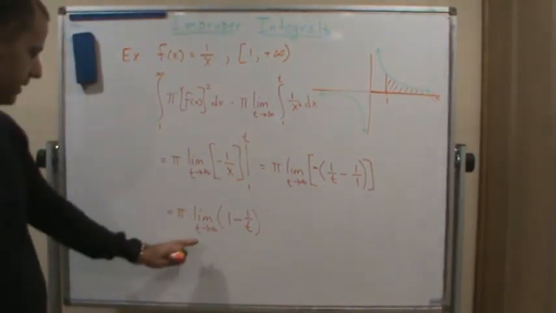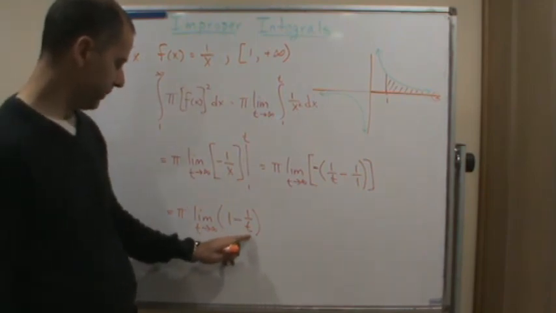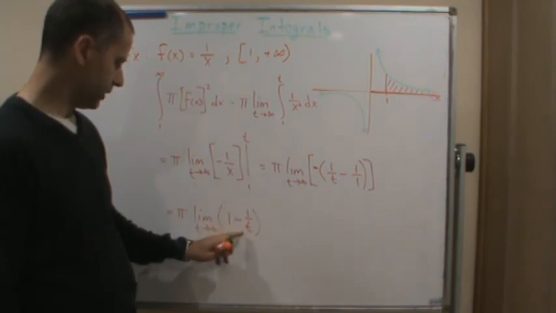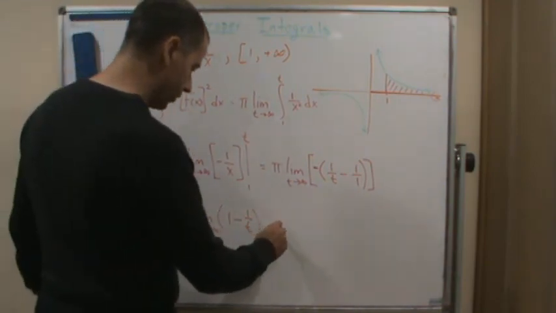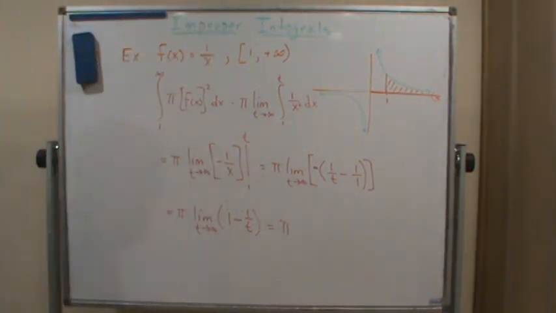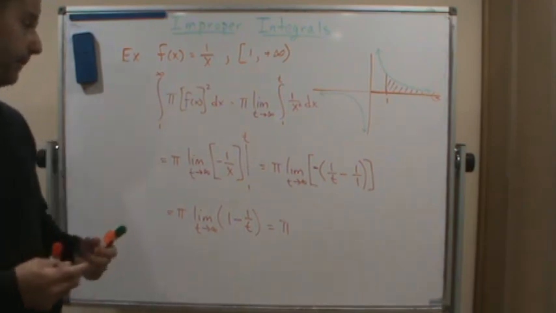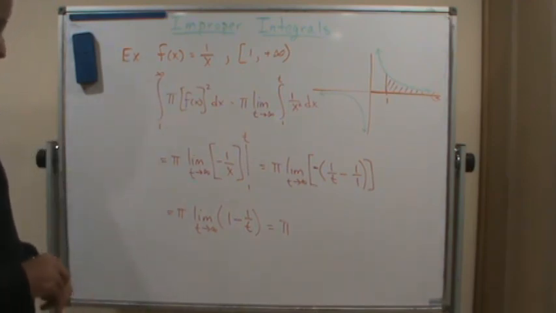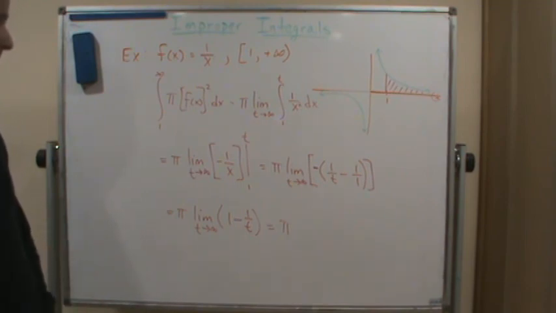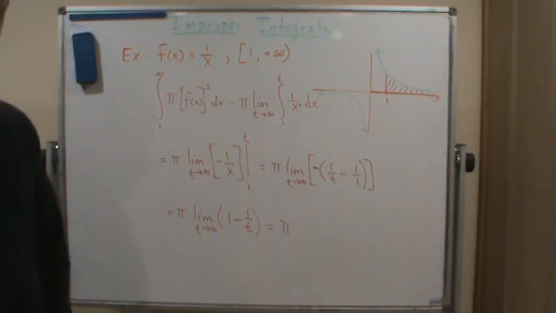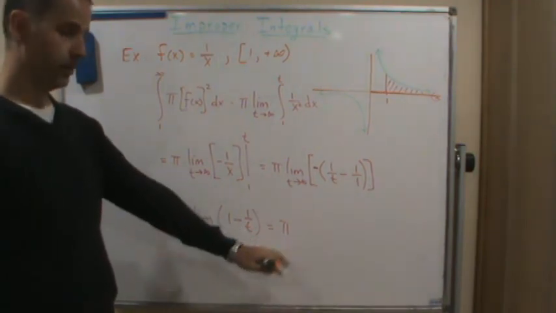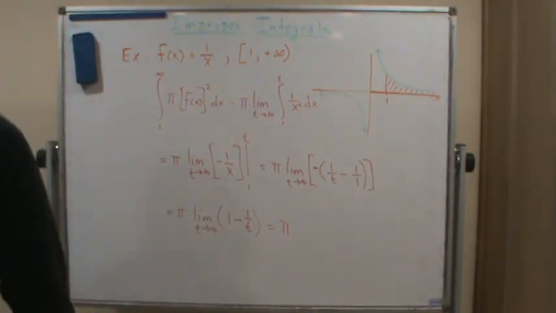Now, what happens to this limit? As t goes off to infinity, what happens here? This goes to what? 0. This goes to 0 and I just get 1. So guess what? Pi. So the volume of Gabriel's horn is pi. Pi cubic units. So it's finite. So this converges, and it converges to pi. See you next time.